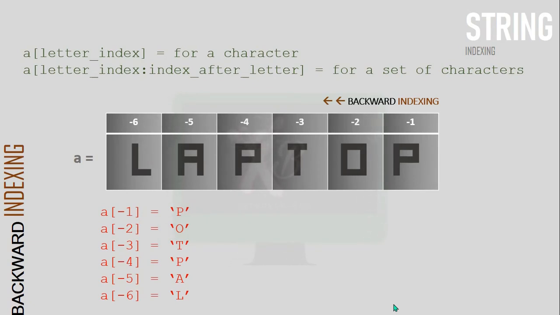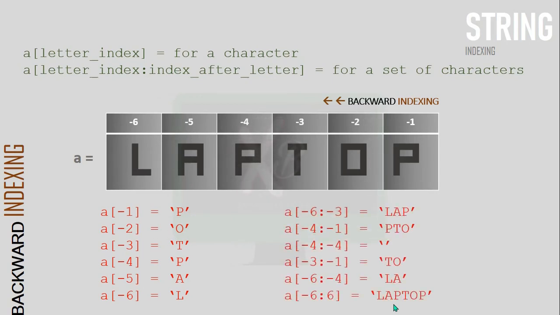So you see here, what we are doing is the same thing, but we are just changing the index, and it is a reverse way. That's one other technique. I'll show you what is the use of this technique. And for the second command, we have A square bracket letter_index:index_after_letter. Same thing as the forward indexing, but you see here it's a bit confusing. Backward is a bit confusing, and I agree with that. A[-6:-3]. See, -6 is L and -3 is what? T. But we are not going to take the letter T, we are going to take the letter before that, P, lap.